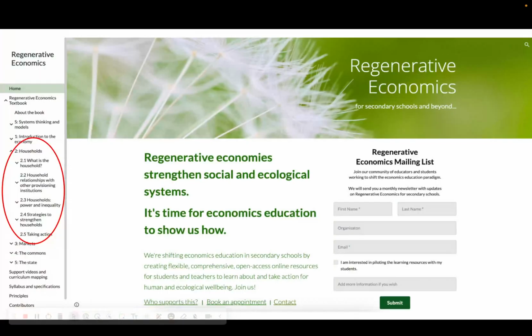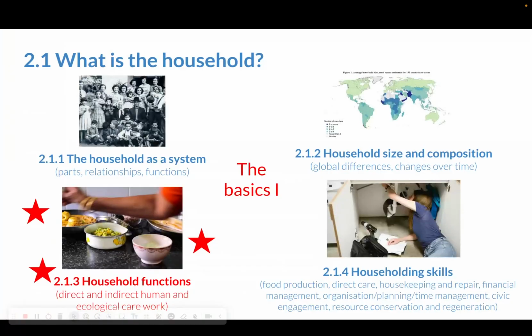Here is where you can find the materials on households on the Regenerative Economics website. You can see in the drop-down menu on the left-hand side that households, the topic has 4 subtopics, and each of those subtopics has 4 sections. And so I'm going to run through very quickly the content that is covered in households, and then we'll be looking at a little bit of that content more closely.